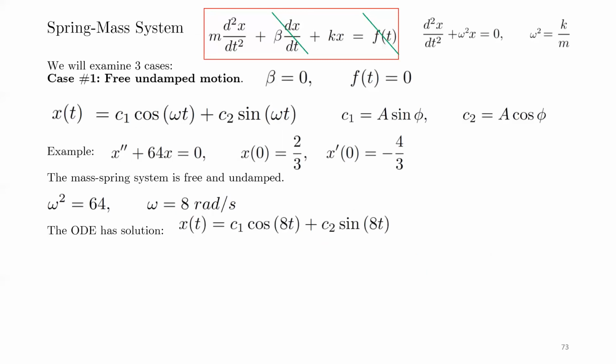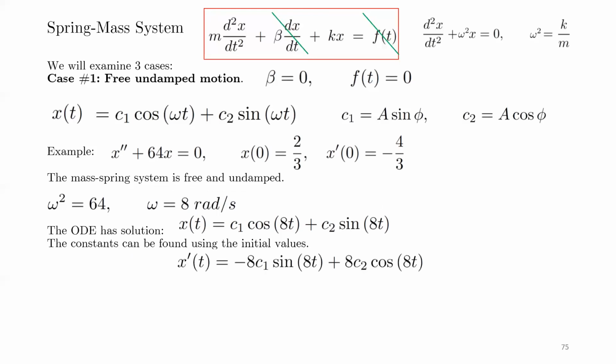Okay, and we also know that the ODE has this solution here, C1 times cosine of 8t plus C2 times sine of 8t. And we can find those constants C1 and C2 using the initial conditions, right? Okay, so if I take the first derivative of our solution, x of t, the cosine becomes a negative sine, and we bring out this 8, so I get negative 8 C1 sine of 8t. The sine becomes cosine with no sign change, and the 8 comes out front, so plus 8 C2 cosine of 8t. And then I can sub in my initial condition.